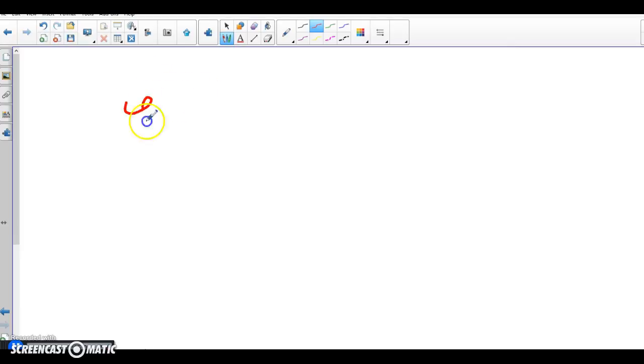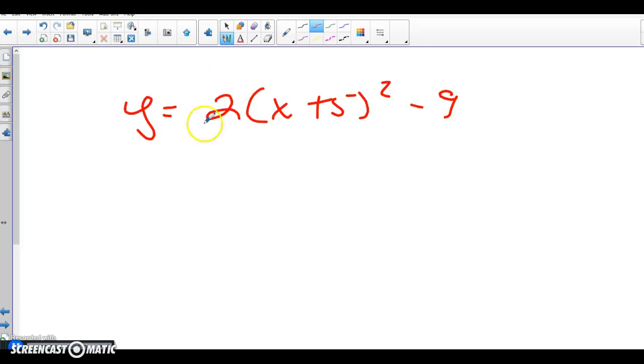So let's look at these now. Let's look at all this now. Let's put it all together. I have 2(x plus 5) all squared minus 9. Let's start off with this. This number here, is it positive or negative? It's positive, so it opens up. It's going to open up.